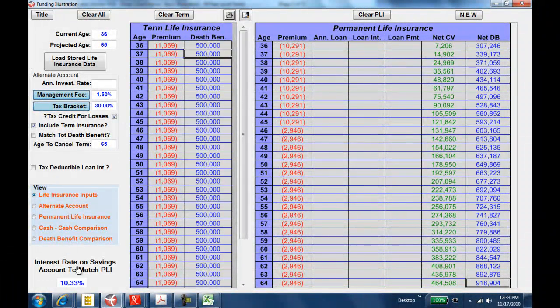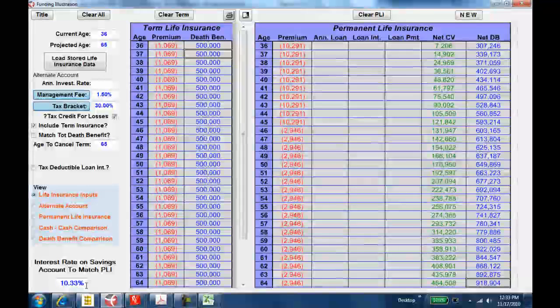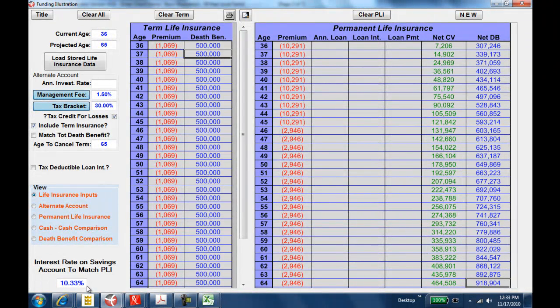However, you see here that based on management fees and the tax bracket, a mutual fund or ETF would have to do 10.33% every single year for 30 years. No index has ever done that for 30 years. The S&P, the Dow, none of them. Life insurance companies have been paying dividends for well over 100 years. They're the most solvent and stable companies that exist today.